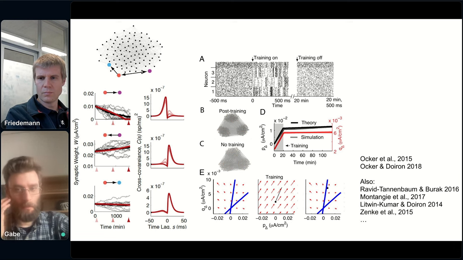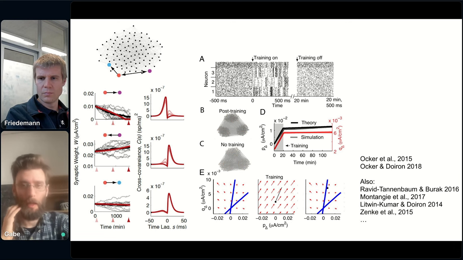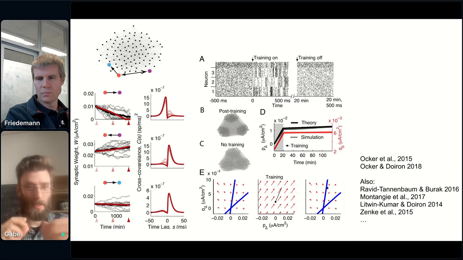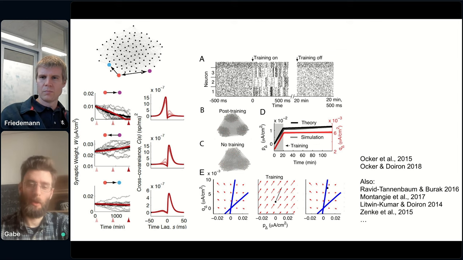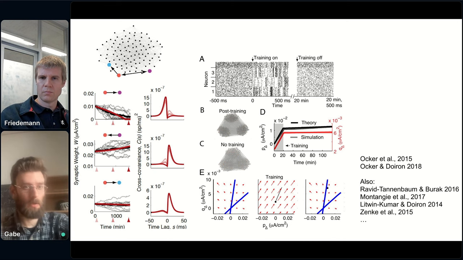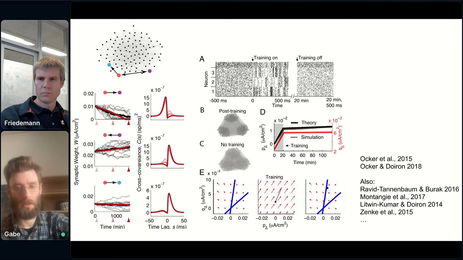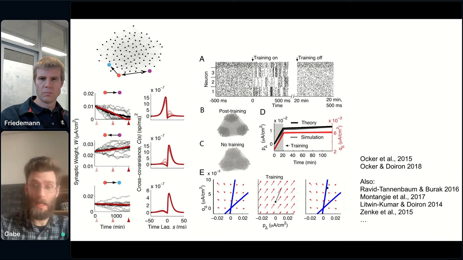So this line of work is what I did in my thesis. And of course, others have worked on this also. In particular, Netter, Ravid Tannenbaum and Yoram Barak published some very related work in 2016, and Montangi in Juliana Georgieva's group in 2017 extended this approach to triplet spike timing dependent plasticity models. In both of those cases, they worked not with integrate and fire models, but with Hawkes-style point process models of the spike trains. But it's the same kind of basic idea.